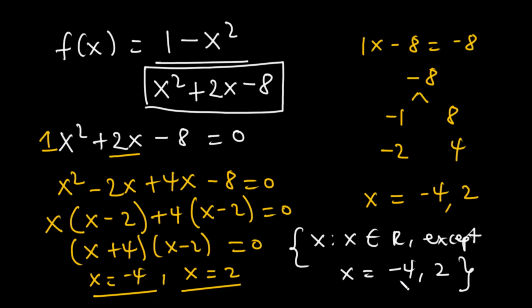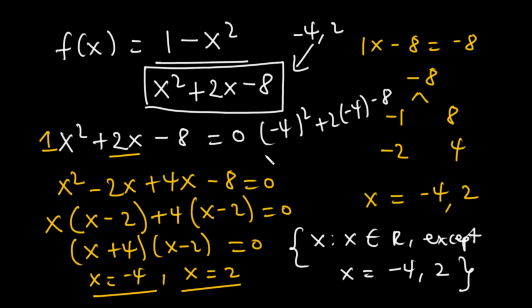So now let's try to put -4 and 2 in this equation. So it's going to be (-4)² + 2(-4) - 8. Now (-4)² is equal to 16, minus 2 times 4 is -8, minus 8. Now 16 - 8 - 8 is equal to 0. So when we have the denominator to be 0, then the function is going to be undefined.